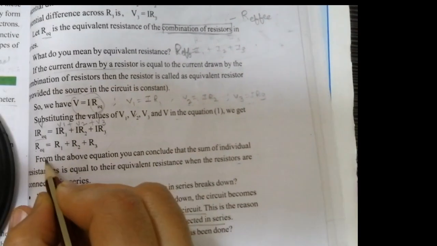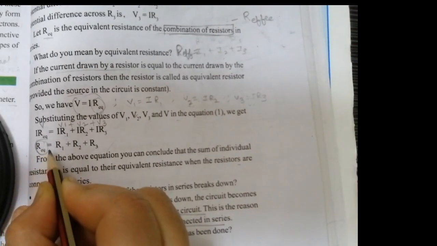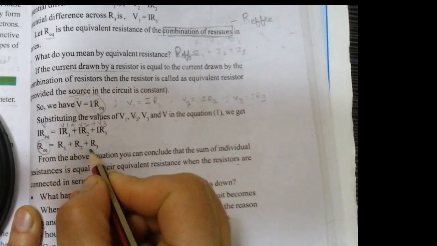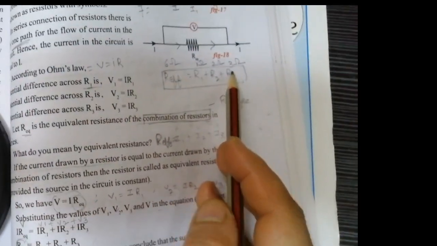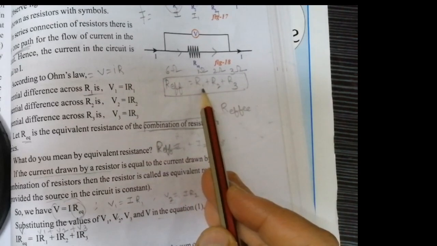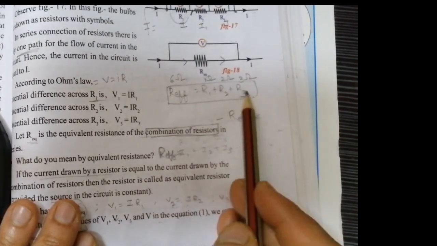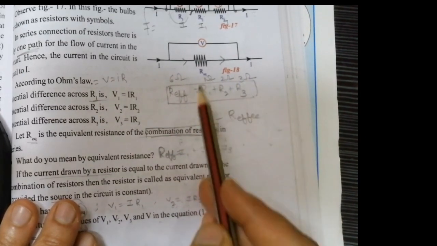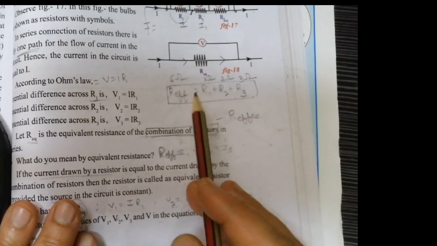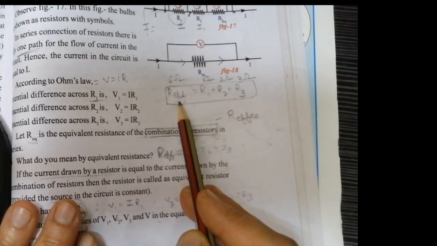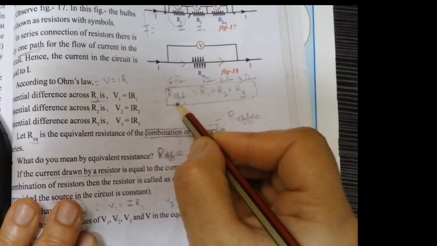One more thing we can remember here is that the equivalent resistance will always be more than the individual resistances. Suppose we take 1 ohm, 2 ohms and 3 ohms. The individual resistances are 1 ohm, 2 ohms and 3 ohms. But the effective resistance which we got is 6 ohms, which is more than each individual resistance. Always in series connection, the resistance will be more.